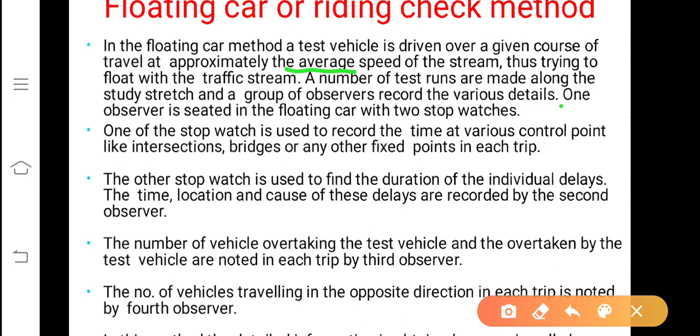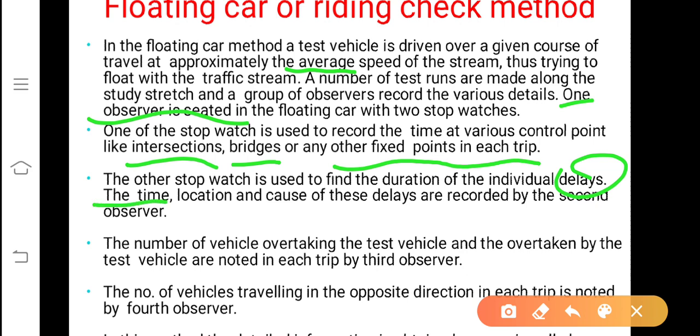One observer is seated in the floating car with two stopwatches. One of the stopwatches is used to record the time at various control points like intersections, bridges, or any other fixed points in each trip. The other stopwatch is used to find the duration of the individual delays. How long it has stopped and the location should be mentioned on the paper. The cause of these delays, the reasons, are recorded by the second observer.